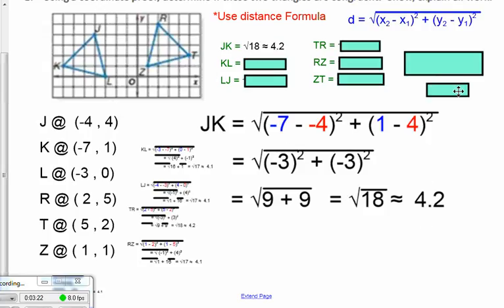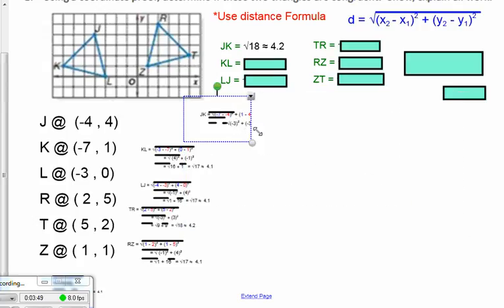So up here, I want you to write all of these distances down. J to K is the square root of 18, which is about 4.2. If you write down both, that'll ensure that you have it correct. Square root of 18 is a little more exact. That's for sure exactly what it is. Around 4.2, that's rounding to an approximate decimal. So this was the work for J to K, so I'm going to move that one aside.